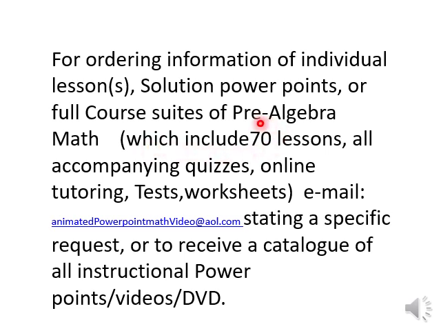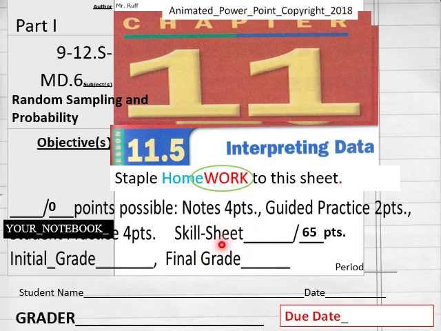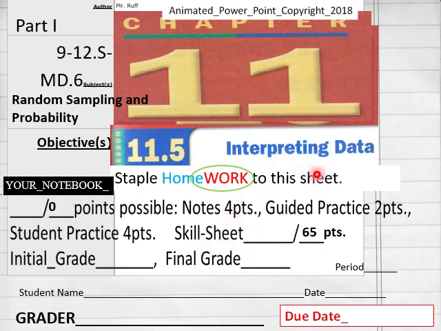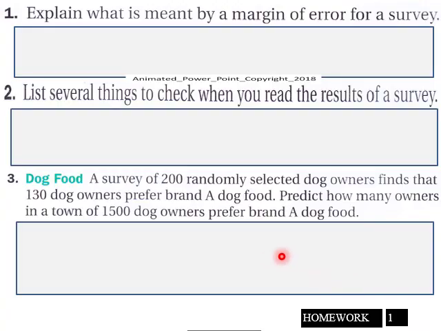Hello everybody, getting ready to do lesson 11.5, homework, pre-algebra math. And for 11.5, interpreting data, you got 65 points here on your homework sheet. Have that out in front of you, name, date, period, due date here for onliners and homeschoolers. And we go right into 11.5 here.